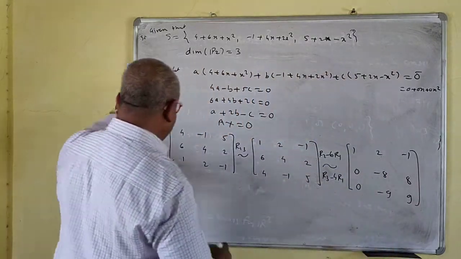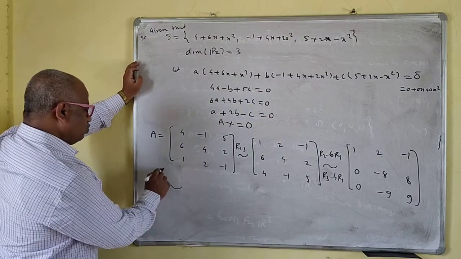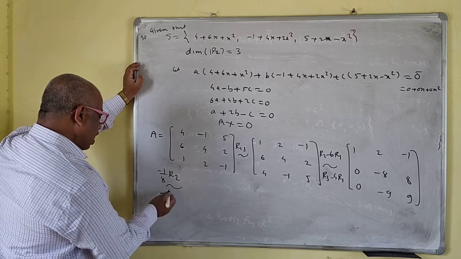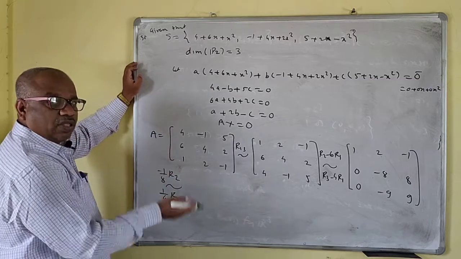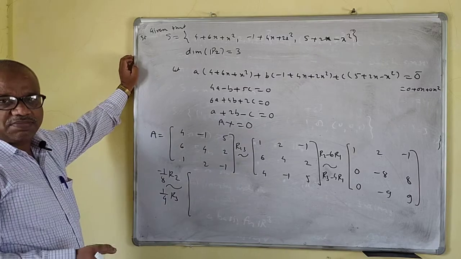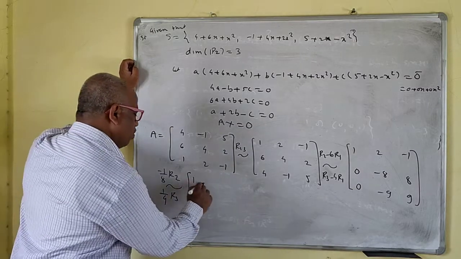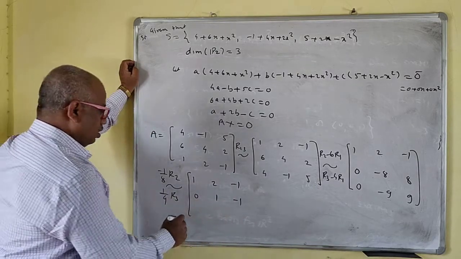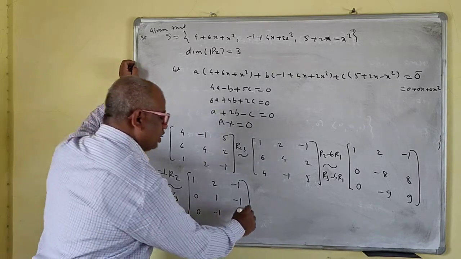Okay, so I can do this operation. I can make this 1 also, no problem. So this is minus 1 by 8 R2, and I will keep this as 1 by 9. I will keep this side minus as it is, because I will take just the addition. If opposite sides, we have to take the addition. If the same sign, we have to take the subtraction. So I will keep the opposite side so that we get addition now. 1, 2, minus 1, 0, 1, minus 1, then 0, minus 1, 1 now. Okay, we get opposite sides now here.